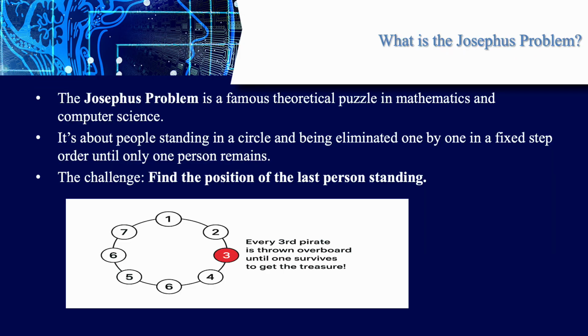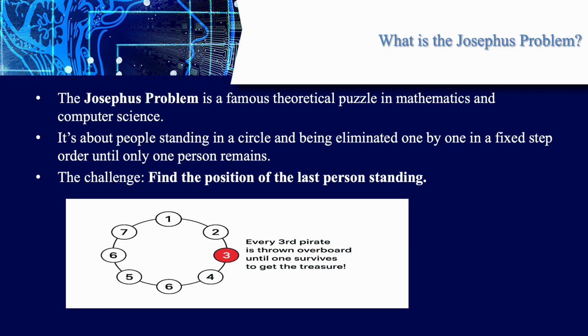So coming to this, what is the Josephus problem? It is a famous theoretical puzzle in mathematics and computer science. The Josephus problem is about a group of people standing in a circle. You can see in the diagram, right? A group of people standing in a circle, and they are eliminated one by one in a fixed order until one remains. That means only one person should survive at the end of the game.